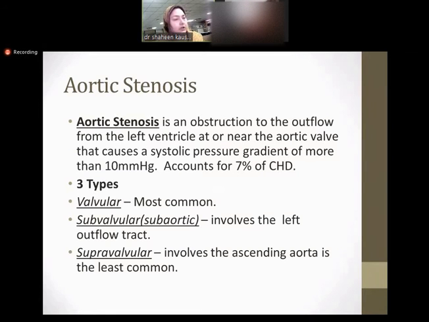Here comes aortic stenosis. It is an obstruction of the outflow from the left ventricle at or near the aortic valve that causes a systolic pressure gradient of more than 10 millimeter Hg, and again it accounts for 7% of all congenital heart disorders. Aortic stenosis could be of three types. Valvular, which is most common, there is a stenosis at the site of the valve. It could be subvalvular, subaortic, involving the left outflow tract, and it could be supravalvular, involving the ascending aorta, and it is the least common variety.